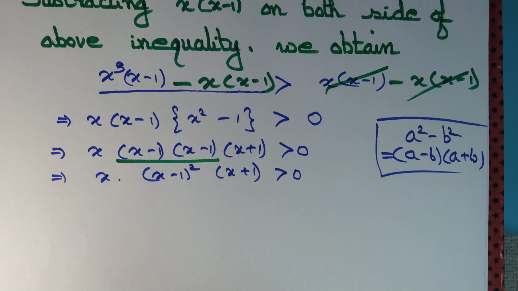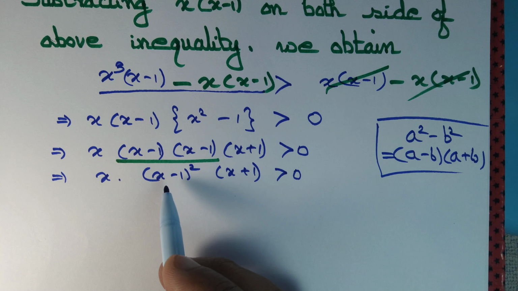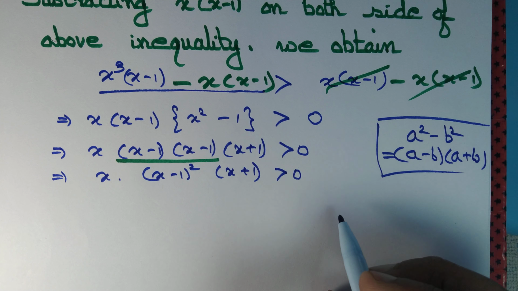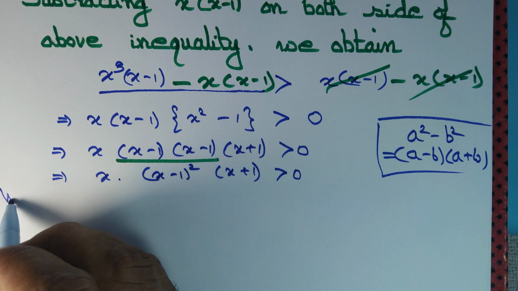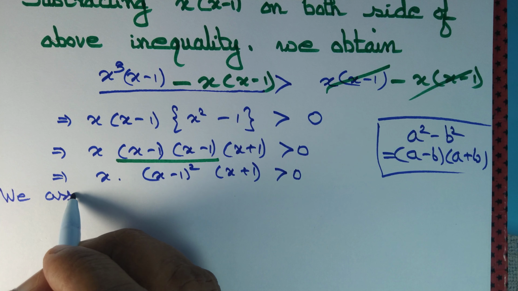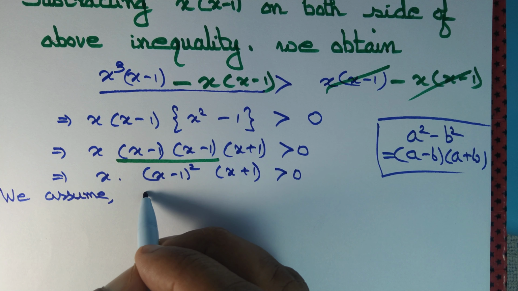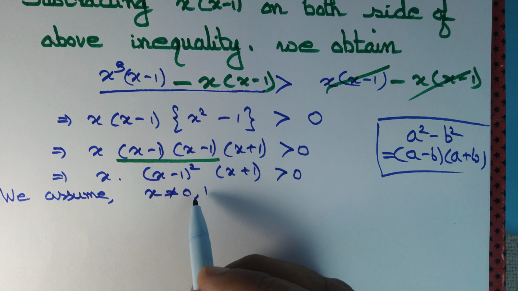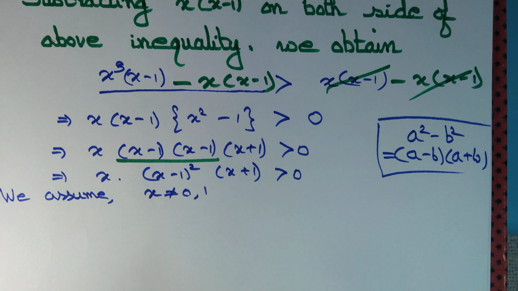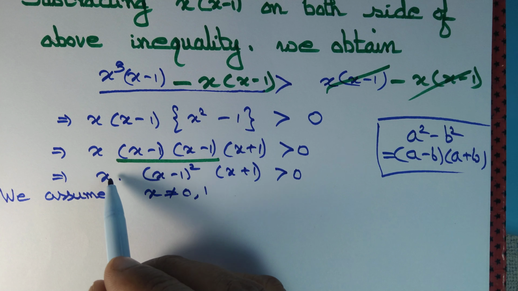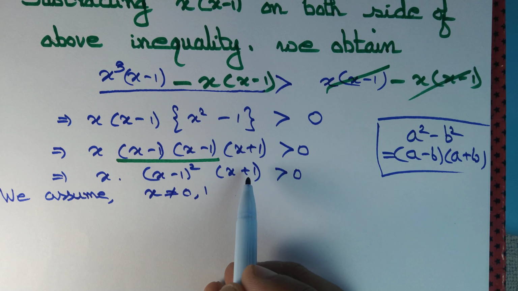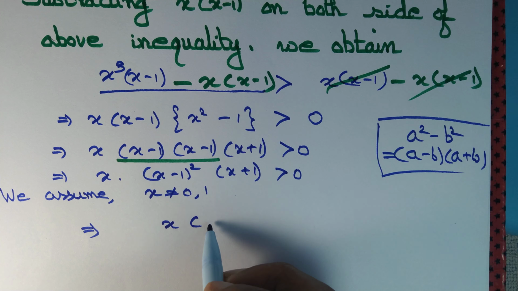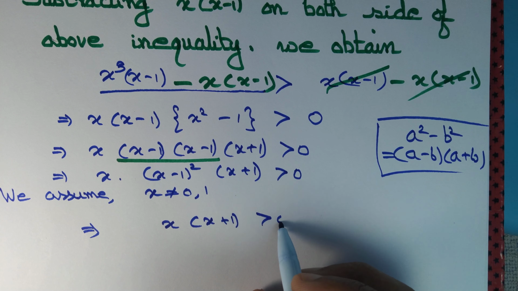Now you see that x minus 1 whole square is positive as long as x is not equal to 1. So we assume x not equal to 1. Initially we have assumed x is not equal to 0, and now further we assume x is not equal to 1. So this quantity is anyway positive, so this expression x into x plus 1 must be greater than 0.